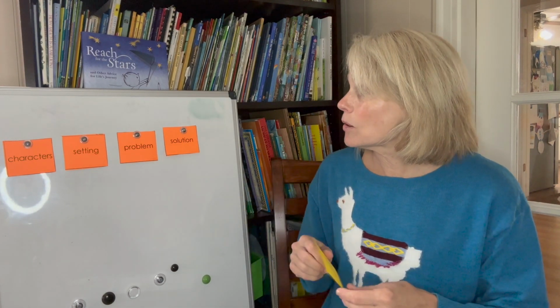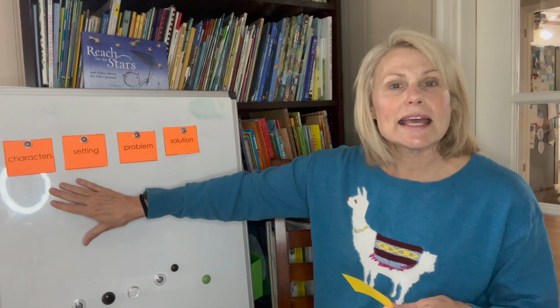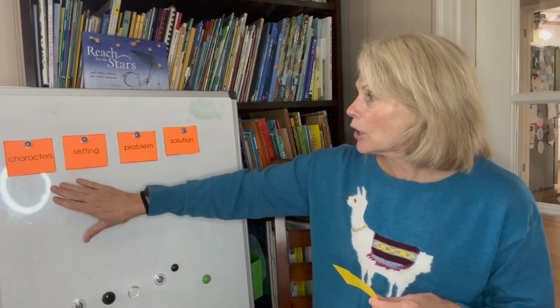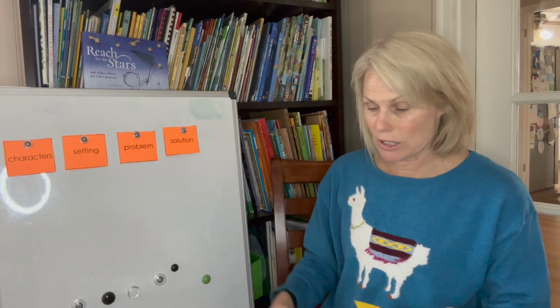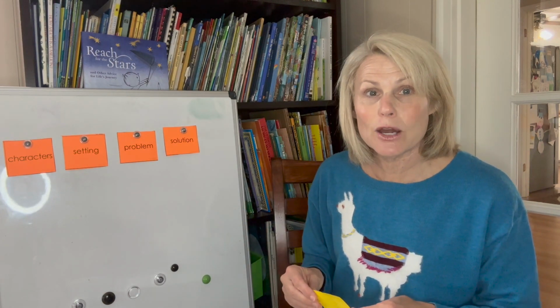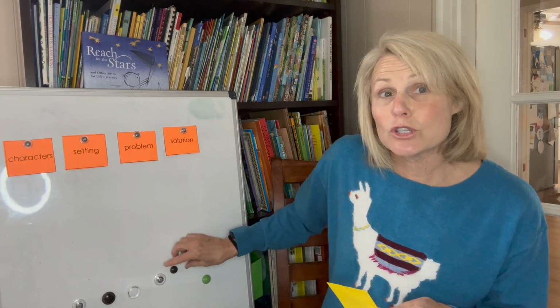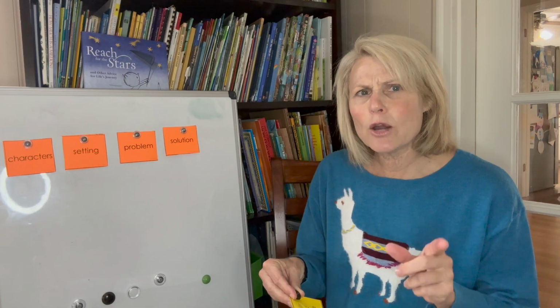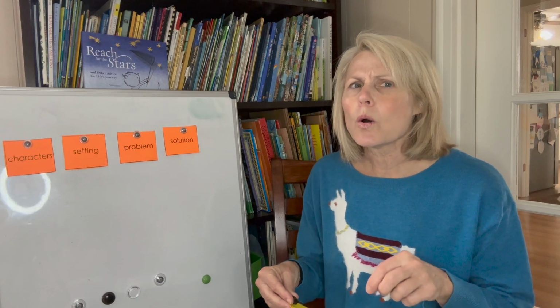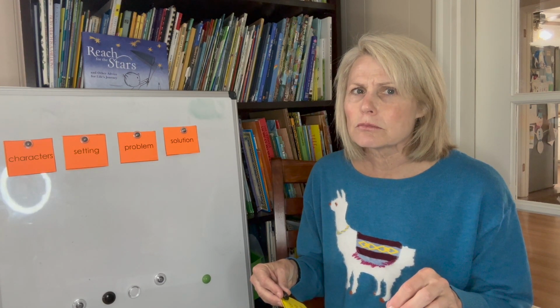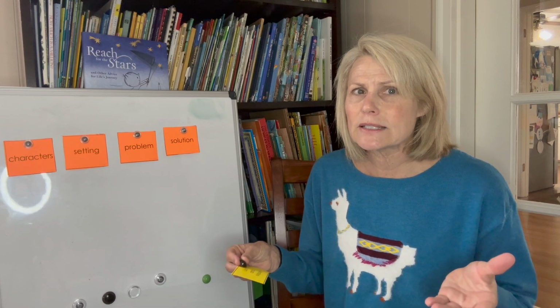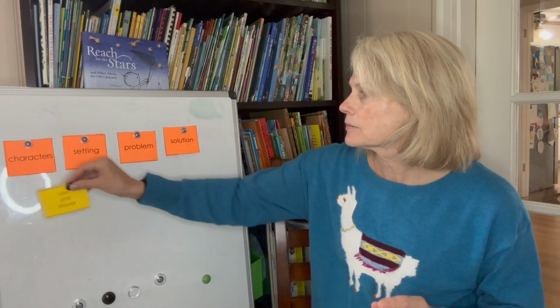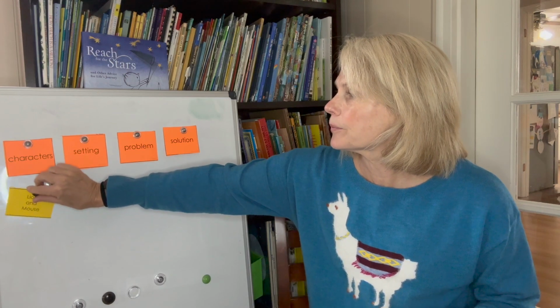For example, the first one I chose was Lion and Mouse. Now, which heading is that going to go under? Characters, setting, problem, solution. Of course, it's going to go under characters. Now, if your child needs a little extra, just say, so characters are people or animals. Is this a person or animal? That might be a little hint there.